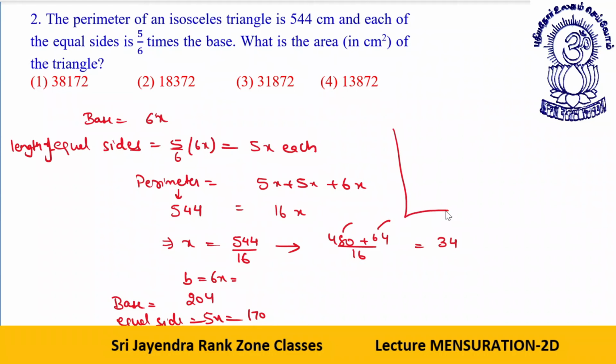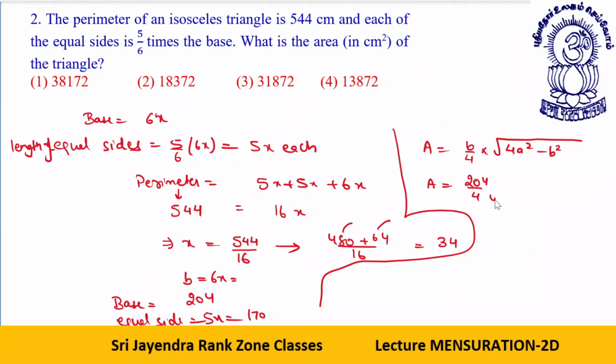Now should I solve directly the formula for area? Area is B by 4 into under root 4a square minus b square. This gives me, what is b? B is 204 divided by 4. 4a square, I can directly say 2a whole square. 2a will be how much? 340. 340 whole square minus b square. What is b? B is 204.